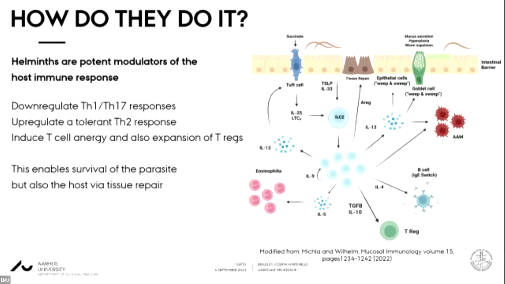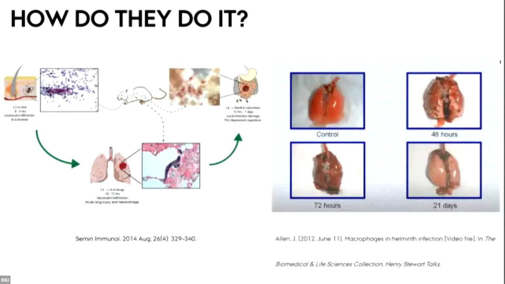And we commonly see T-cell anergy and also expansion of Tregs in infected people and in animal models. The point of this is it enables the survival of the parasite, but it also enables the survival of the host, because they induce serious tissue damage when they move through the body, as exampled here by some great work by Judith Allen in Manchester.